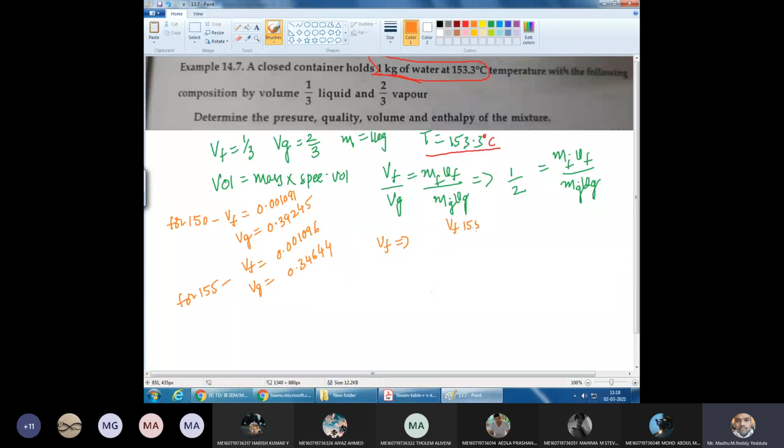Now, therefore, I am calculating Vf: Vf at 155 minus Vf at 150 divided by 155 minus 150. What will you get? Vf for 5 degrees centigrade. Tell me this value. Similarly Vg for 5 degrees centigrade. Yesterday I discussed how to do interpolation. So Vg at 155 minus Vg at 150 divided by 155 minus 150. Whatever value you are getting is for 1 degree, since we are already dividing by 5 degrees.